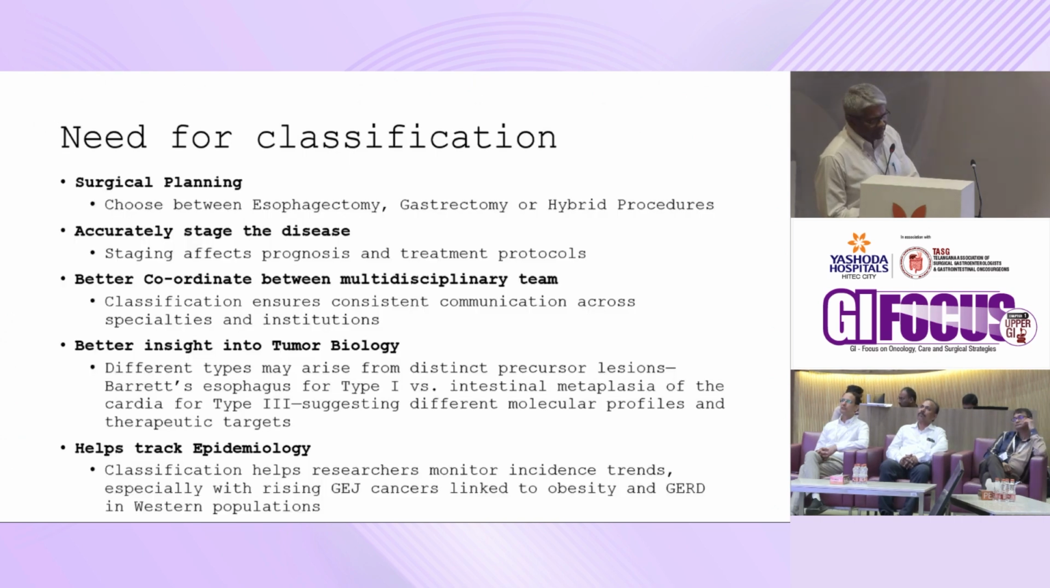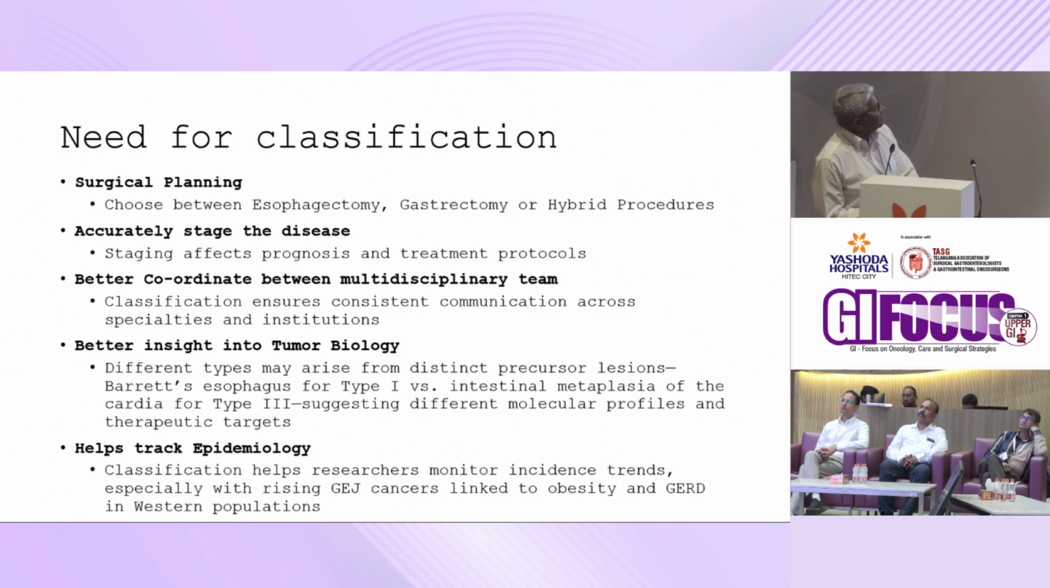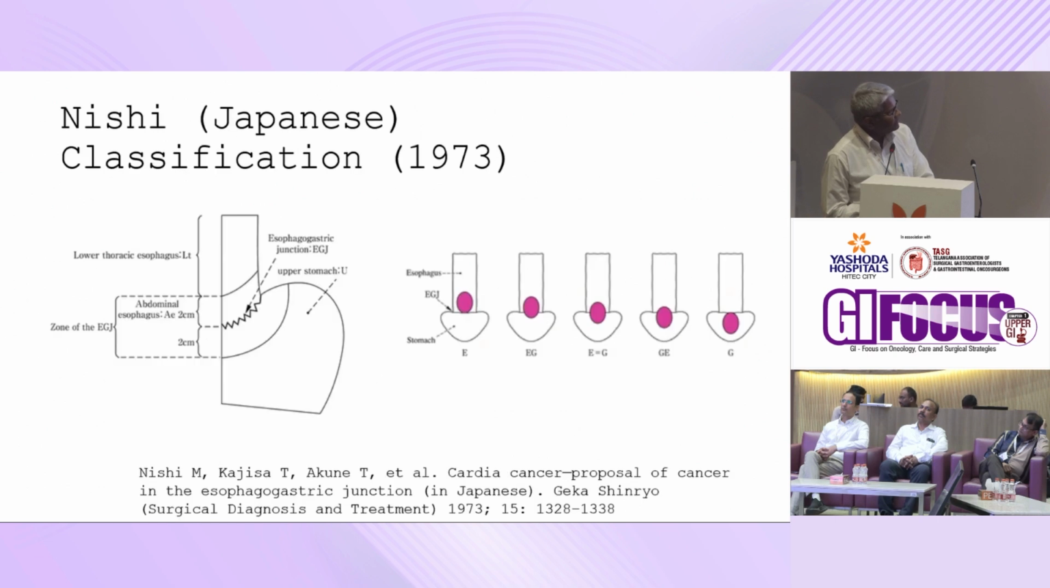When we look at classification, why do we need a classification at all? It is basically for surgical planning, accurate staging of the disease, better coordination between multidisciplinary teams, which is the norm these days, better insight into tumor biology, and also to help track epidemiology.